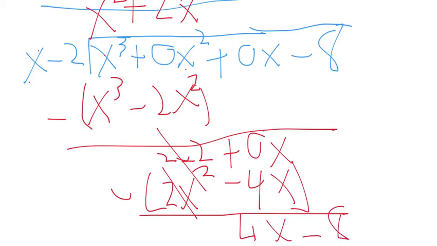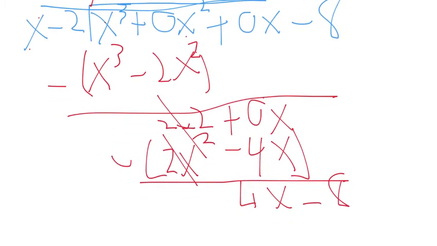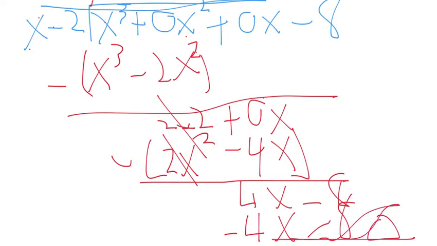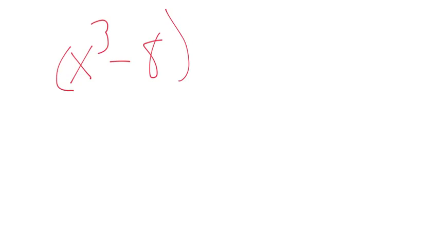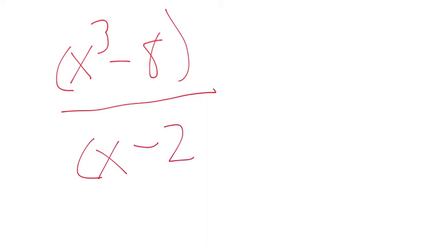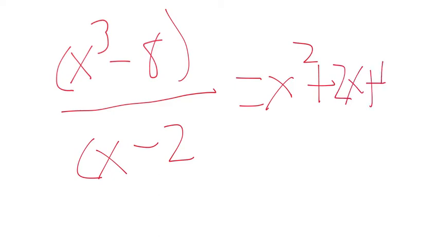Now you multiply x by positive 4 to get 4x. And 4 times the minus 2 would be minus 8. So if you notice, you have 0 as a remainder after you subtract. So x to the third minus 8 divided by x minus 2 is equal to x squared plus 2x plus 4.